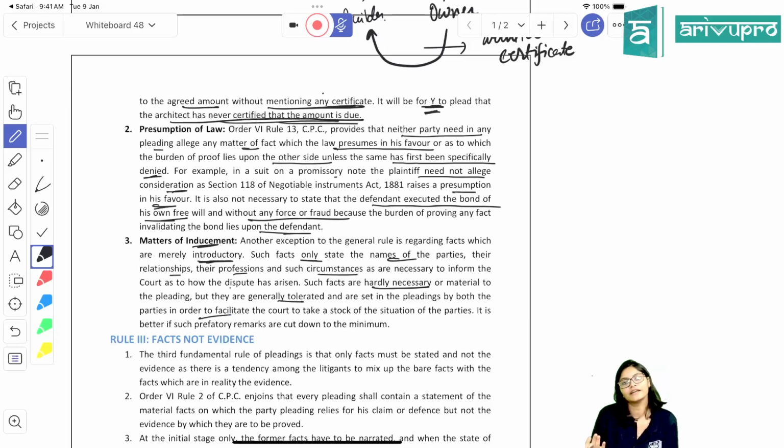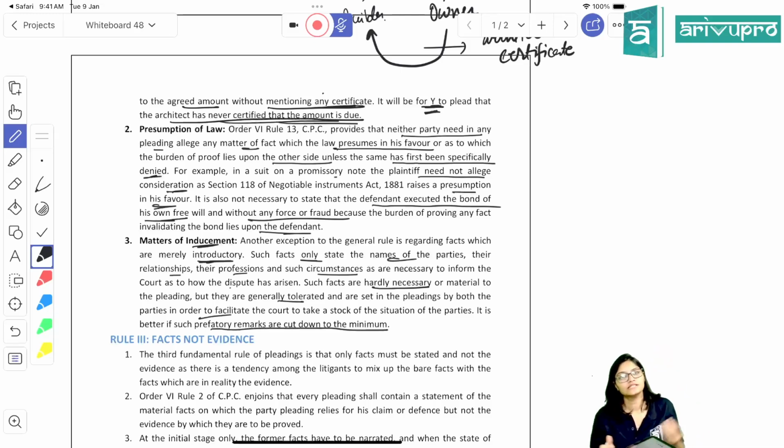Why are we writing them? So that it becomes easier for the court also to understand the terms and conditions and relationship. It is better if the prefatory remarks are cut down to the minimum. So don't mention everything in detail. Cut down to the minimum, because these are just an introduction, right? But yes, if my name itself is wrong, that becomes material. Correct?